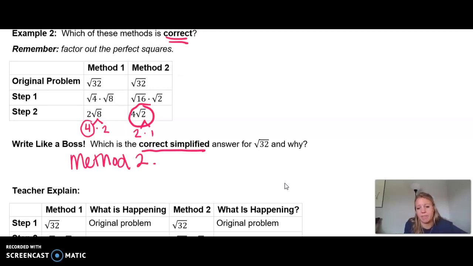Because the square root of 2 does not have a perfect square factor.